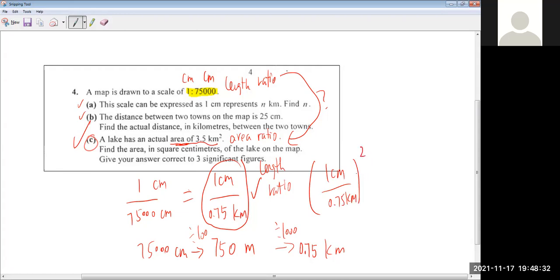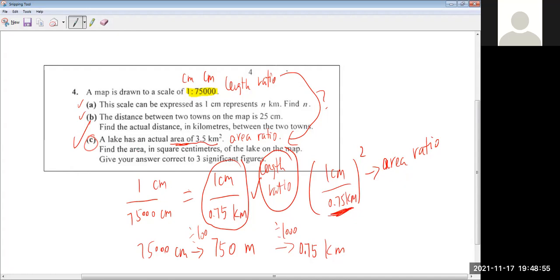You just square this. Once you square this, this is your area ratio already. Okay. So next time when you have the length ratio, you just square the length ratio. You square, so this is your length ratio. You just square it, then you get the area ratio already. So once you get the area ratio, then you can solve this question.